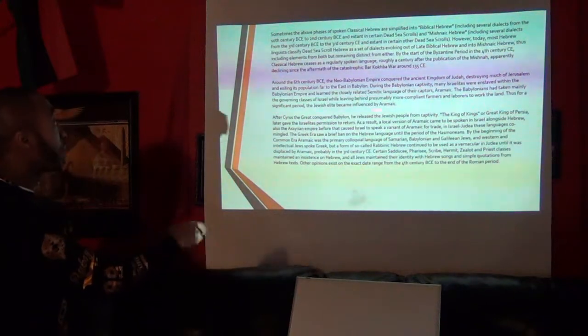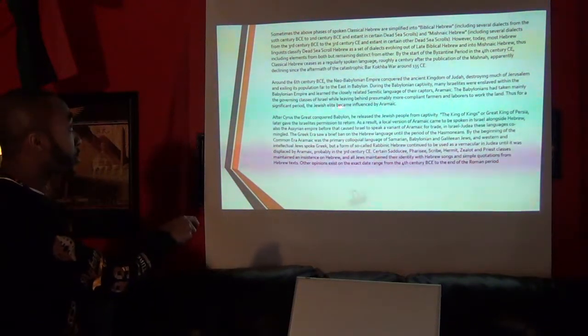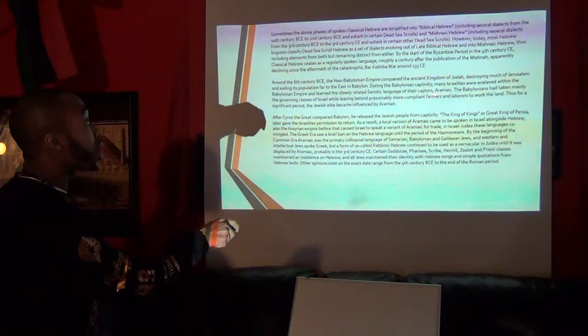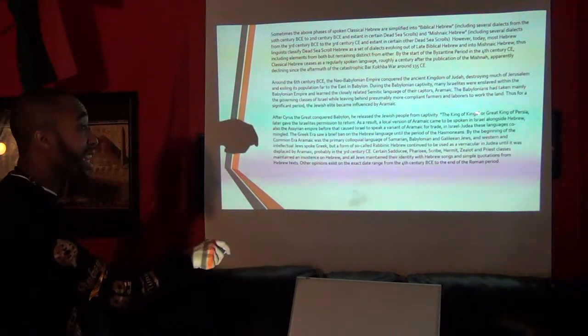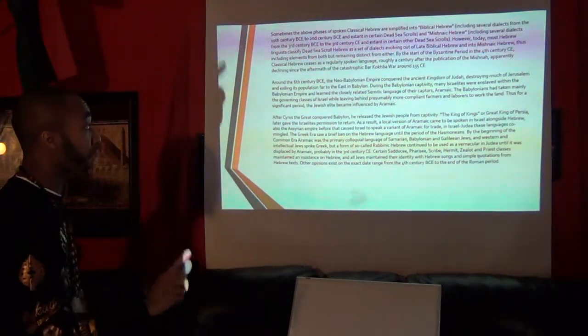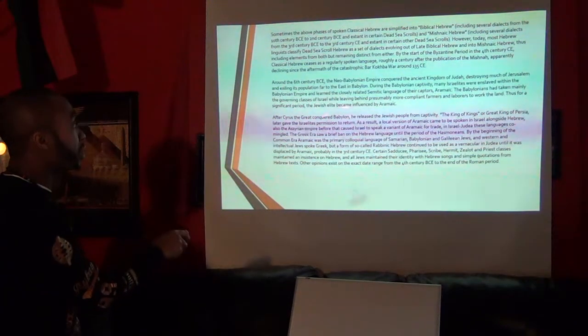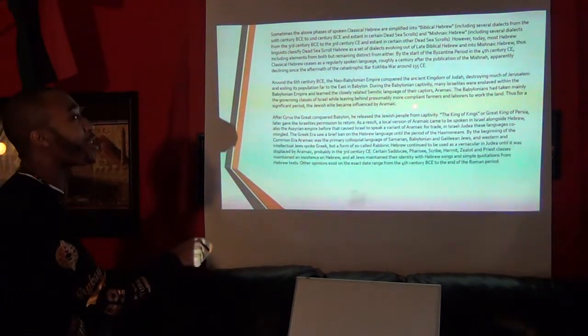The Babylonians had taken mainly the governing classes of Israel, while leaving behind the presumably more compliant farmers and laborers to work the land. This is where we get some of the origin of the Samaritans. Thus, for a significant period, the Jewish elite became influenced by Aramaic.